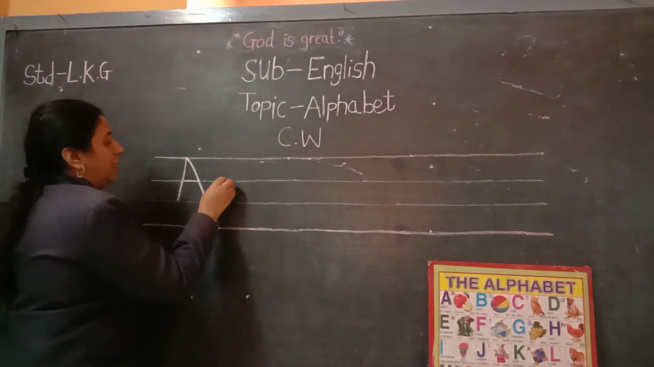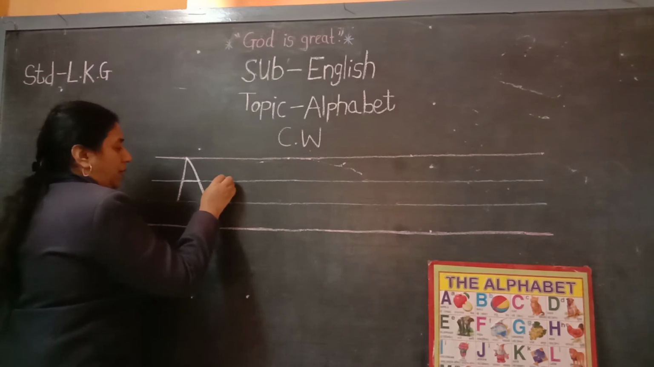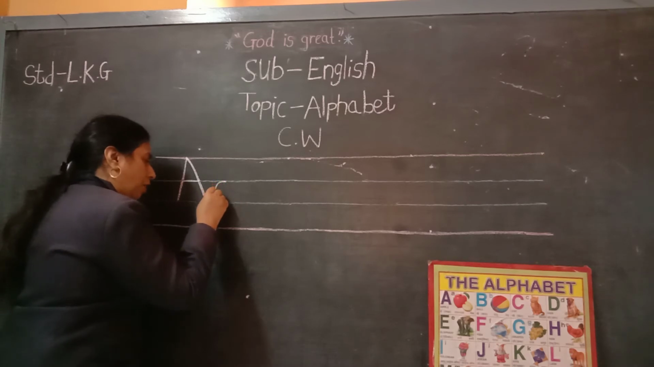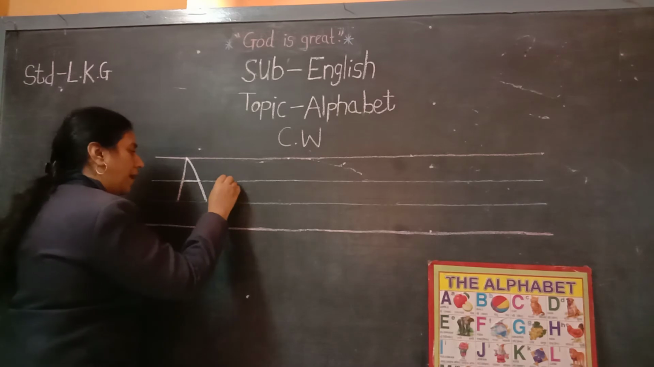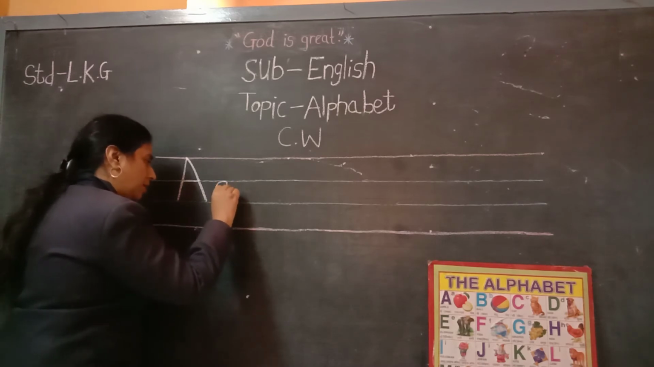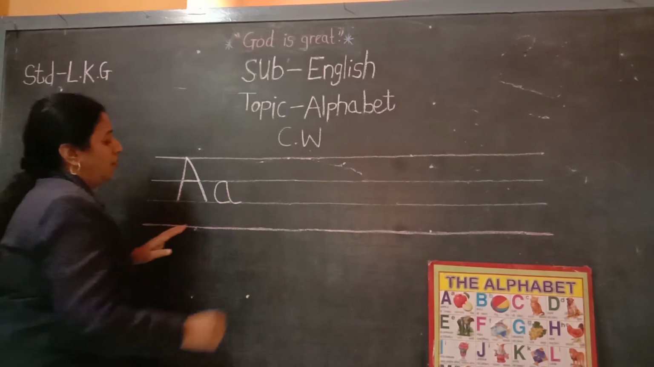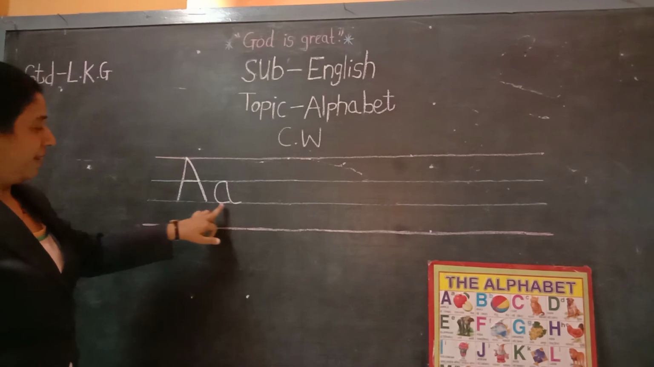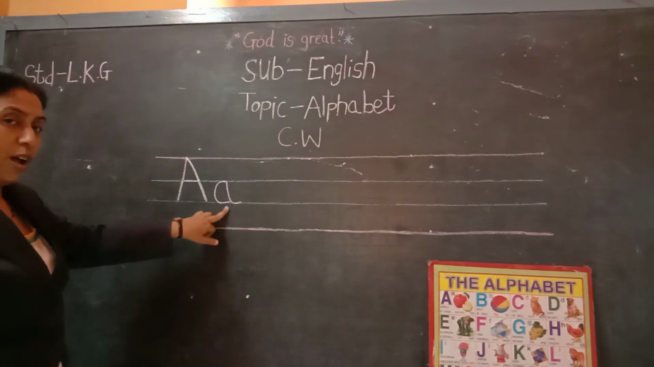How to write small a. From first blue line, you have to start writing small a. Put your pencil on first blue line. A big curve. And small curve. What is this? Capital A and small a.